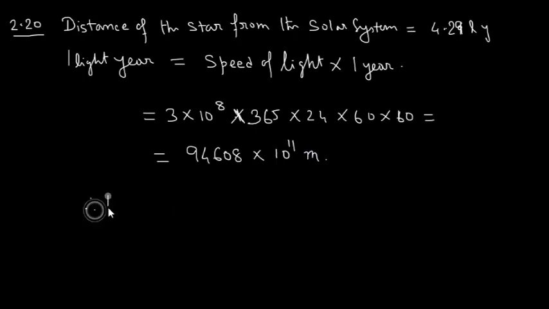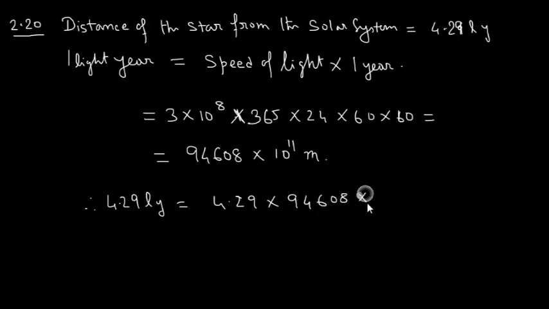Therefore 4.29 light year will be equal to 4.29 multiplied by 94608 multiplied by 10 to the power 11 meter. So the value is equal to 405868.32 multiplied by 10 to the power 11 meter.